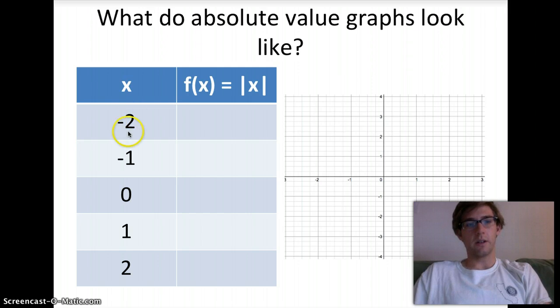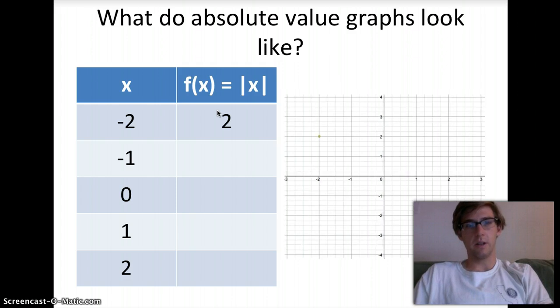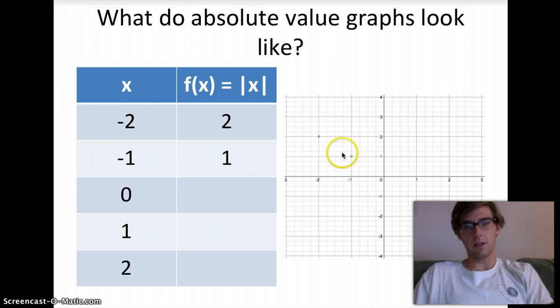So if we took our -2 and plugged it in for x, that means the output, the f of x, would be the absolute value of -2. And based on our definition of absolute value, we know that would give an output of 2. If the input is -2 and the output is 2, that could be the point -2, comma 2, and you see that green dot show up right there. Similarly, if we plugged in -1 as an input, the output, the absolute value of -1, would be 1. And we see another point at -1, comma 1 show up.